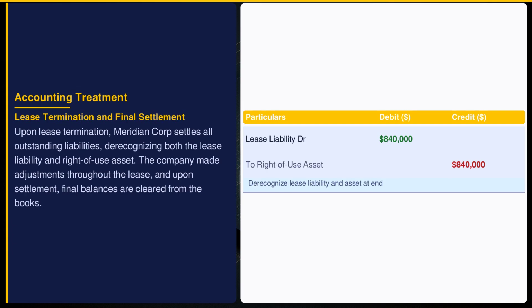At lease termination, derecognition of liabilities and assets is crucial. Meridian Corporation's final settlement clears the balances, concluding the lease life cycle under IAS 21. This ensures no residual balances remain, maintaining financial statement accuracy and closing the accounting chapter on this lease.